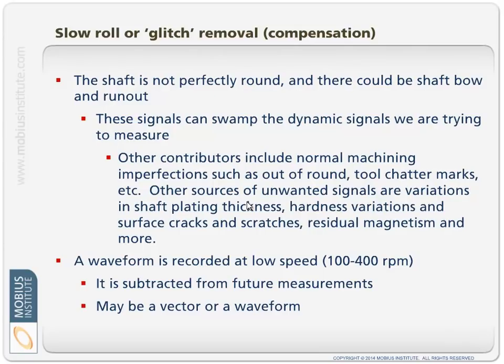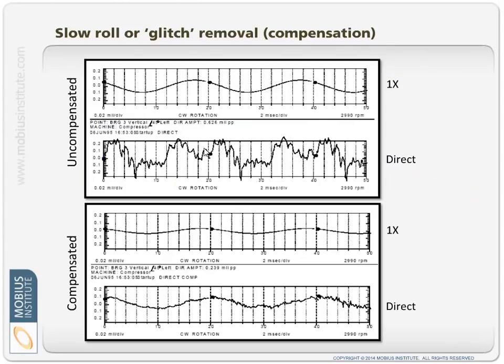Now, it's not perfect, but as I said, we can capture it as a waveform, but we can also create basically a vector at any speed, a magnitude and a phase, and that can be subtracted as well. So you need to look at how your system does it, but it is a problem and it does have to be dealt with. So for example, here we can see the uncompensated measurement. That's filtered at 1x, but there's our signal, the raw signal. Here it is now that it's been cleaned up.